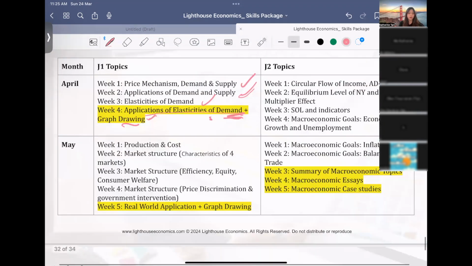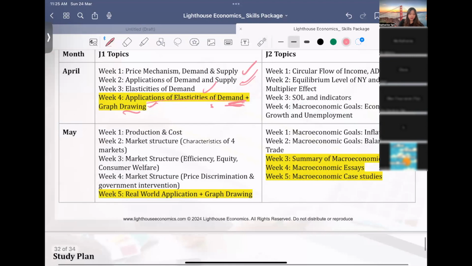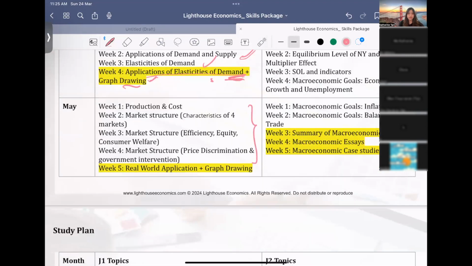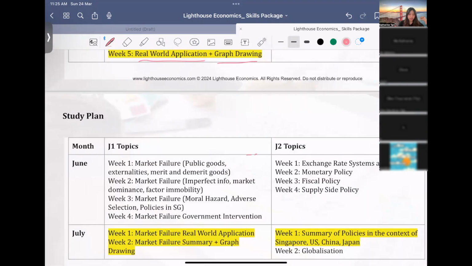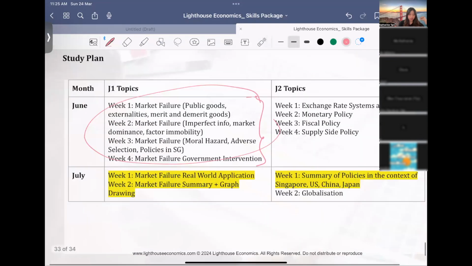Then we do the same for May. After we go through all of the different content, we have a real world application and a graph drawing class. Then June we also go through the whole thing. You see that June was very heavy, with a lot of things. That's why we have 2 separate classes: one of them is for application and one of them is a summary and graph drawing.